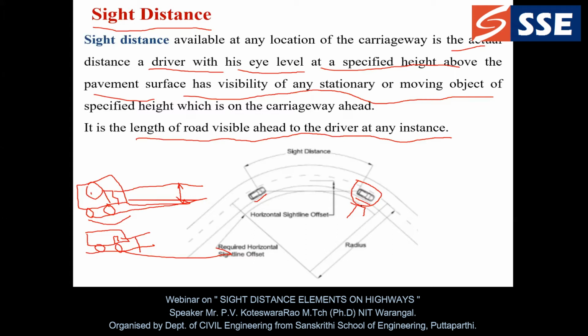So here, depending upon these two, we are going to have the sight distance at any given point. In short, the sight distance can be given as the length of the road visible ahead to the driver at any instant. So in the next slides, we are going to see what the requirements are and what the types are.